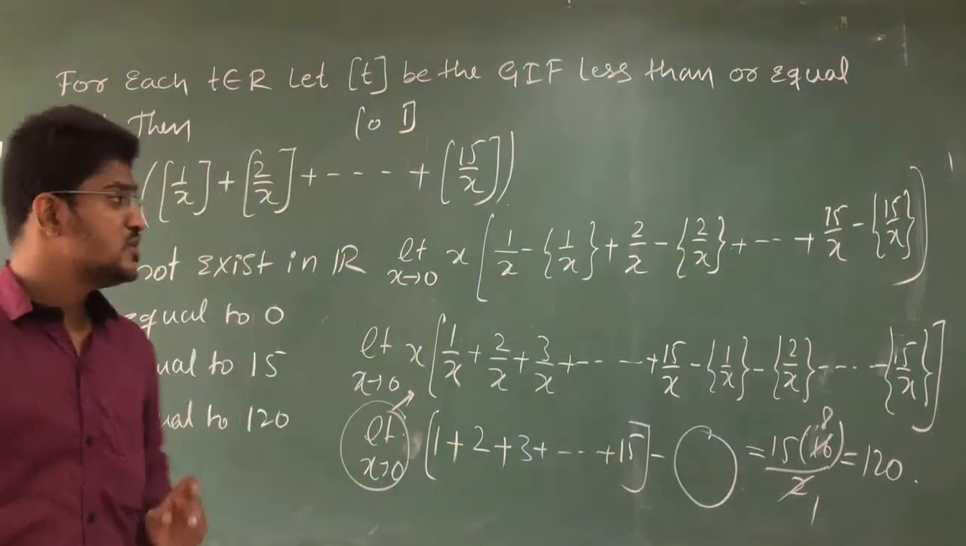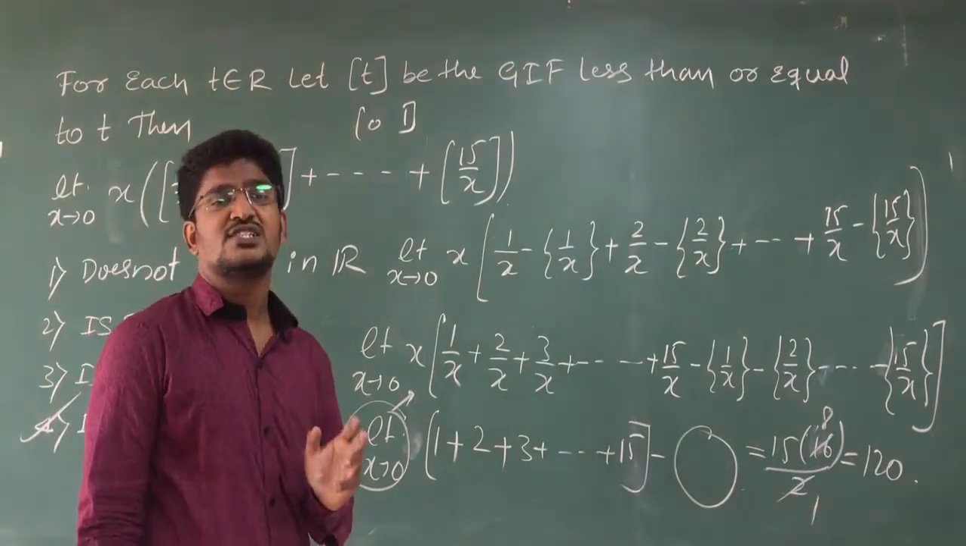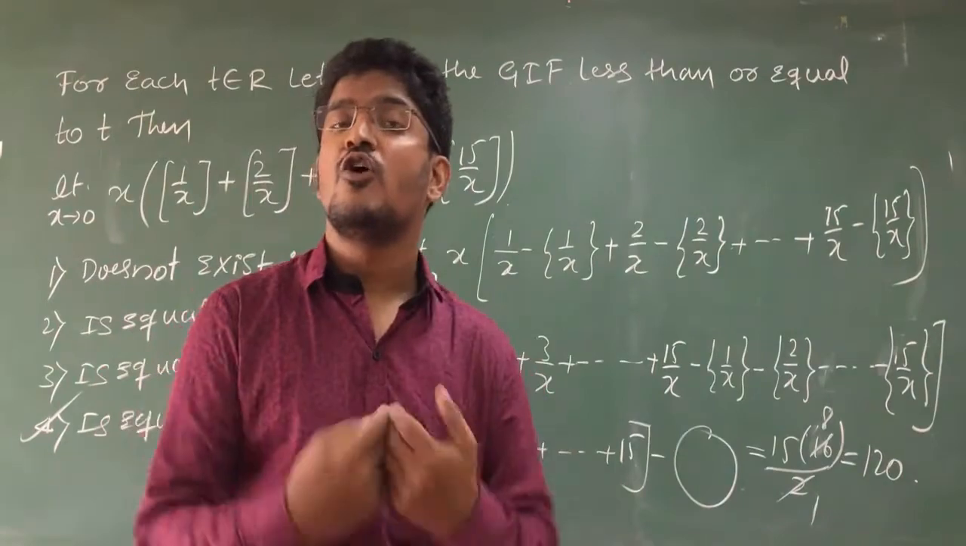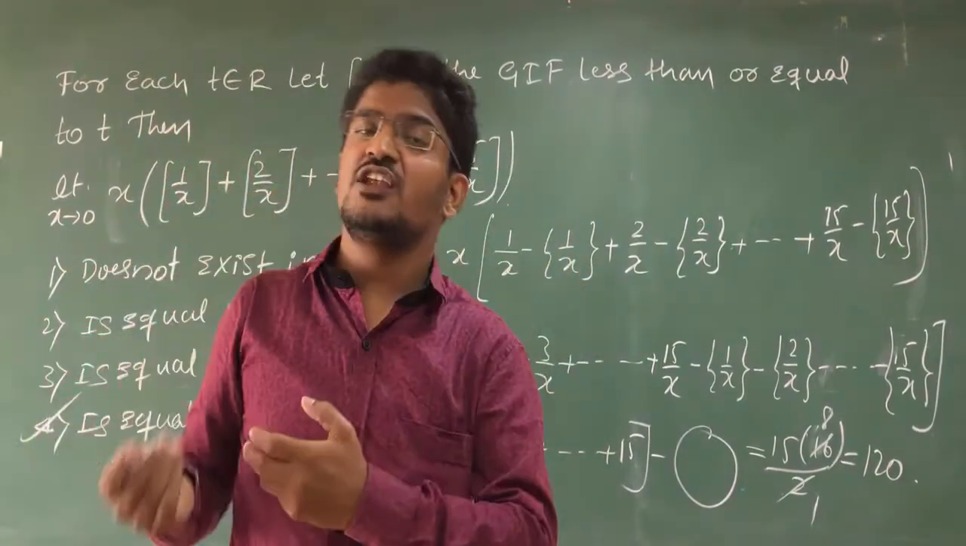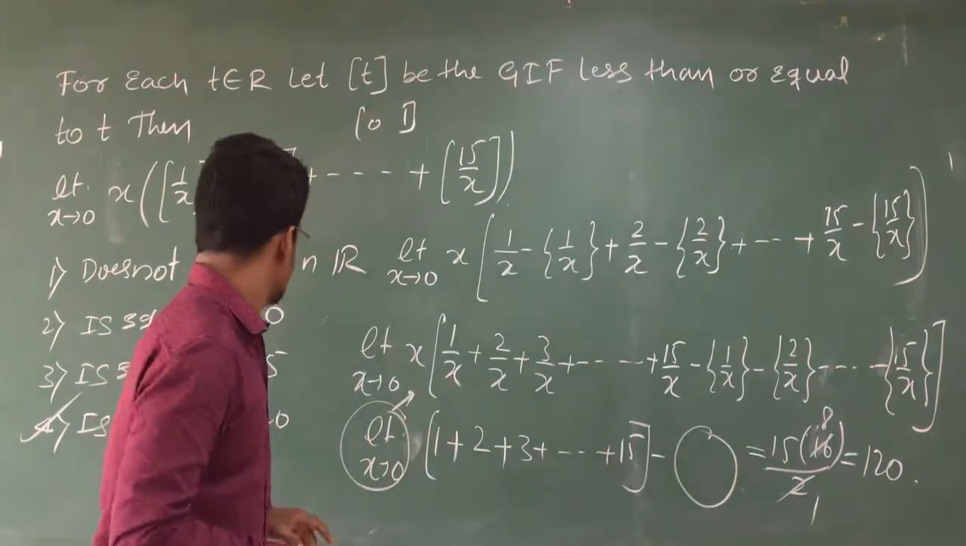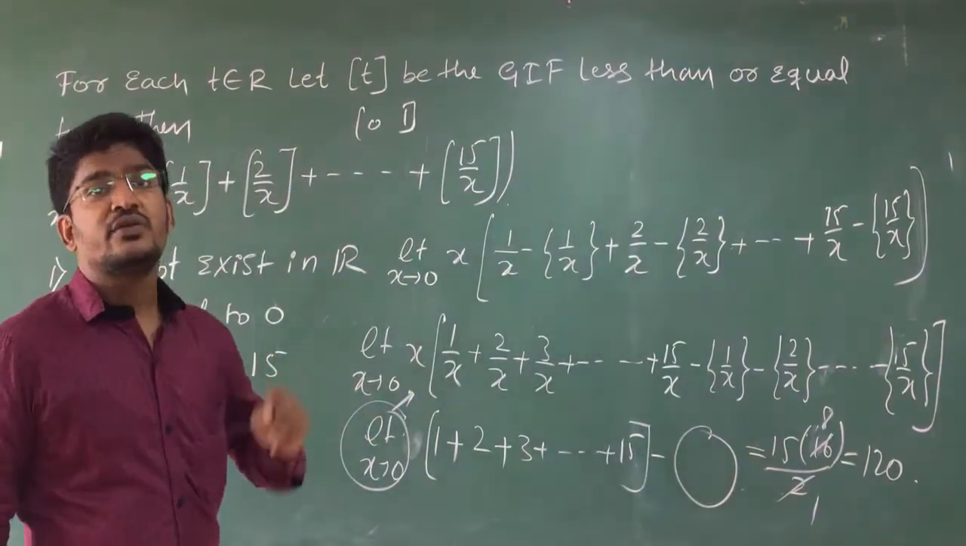Clear, students? So here some basic knowledge you must have, that's all. The greatest integer can be written in the form of integer minus fractional part, that you must know. If you know that, this thing will be very simple and the answer will be equal to 120.